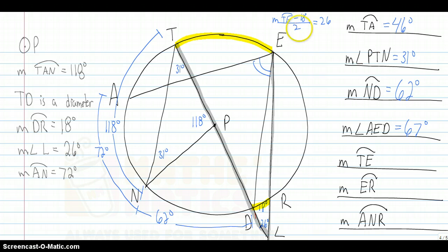If we solve this equation, we'll multiply both sides by 2. So measure of arc angle TE minus 18 is equal to 52. Add 18 to both sides, and we get that the measure of arc angle TE is 70 degrees.